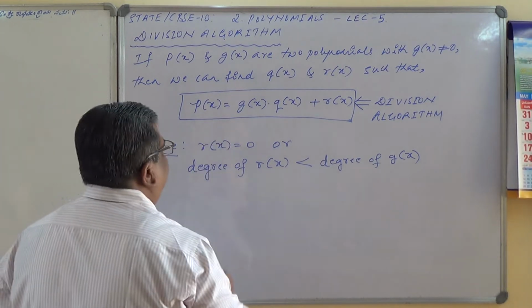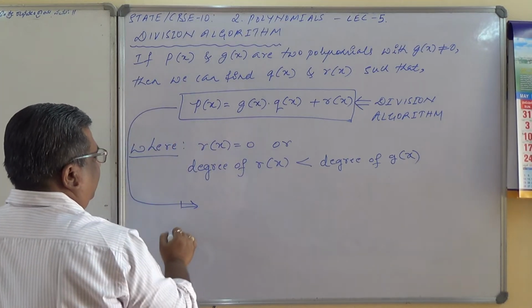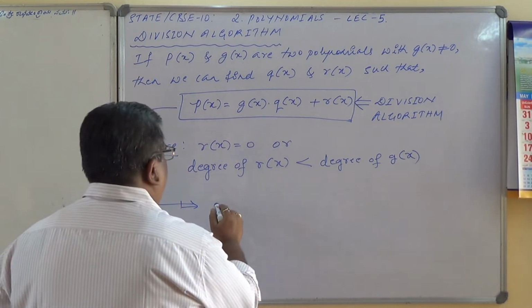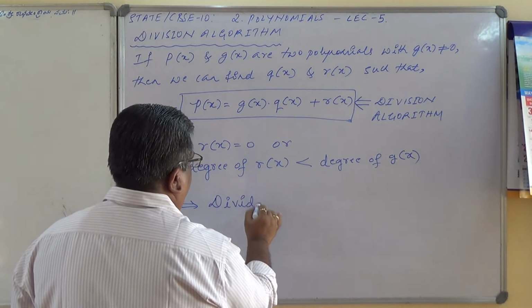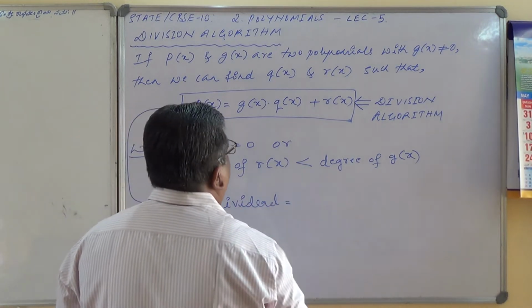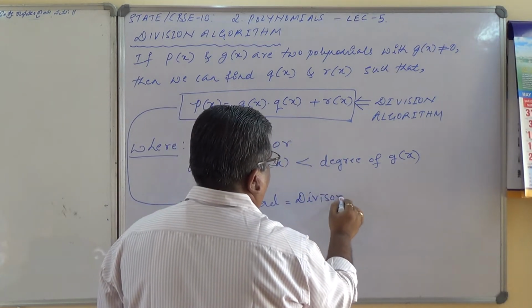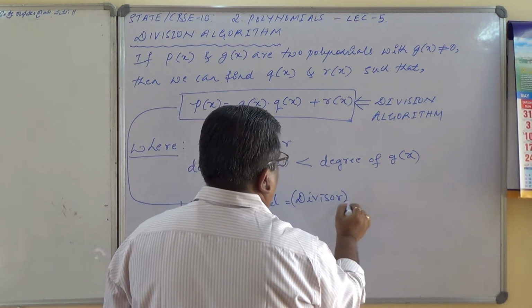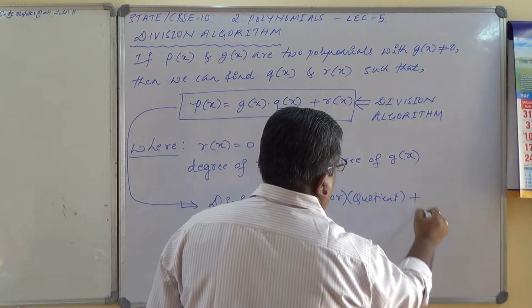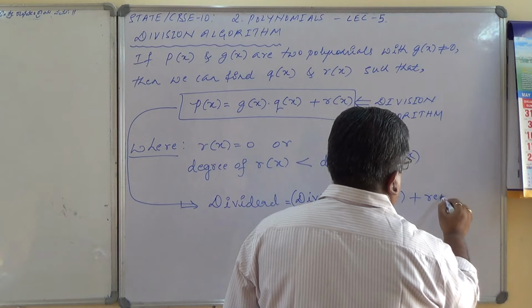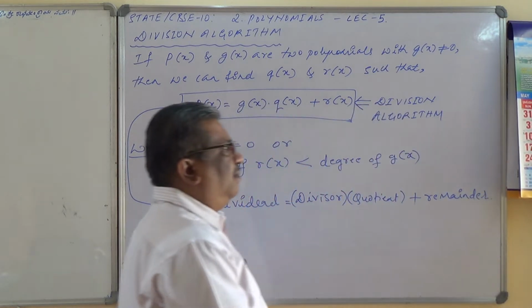Here, what is the meaning of this division algorithm? Once again, I will write over here. The meaning of this result, division algorithm, is dividend equals divisor into quotient plus remainder. I hope you are able to understand.